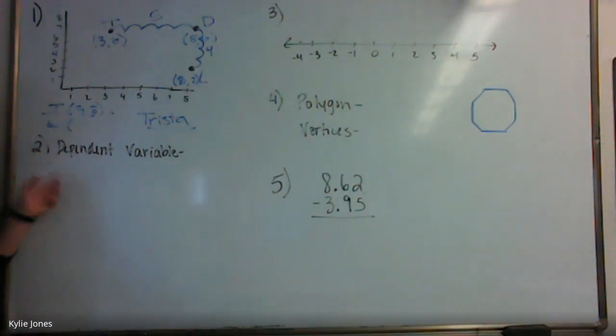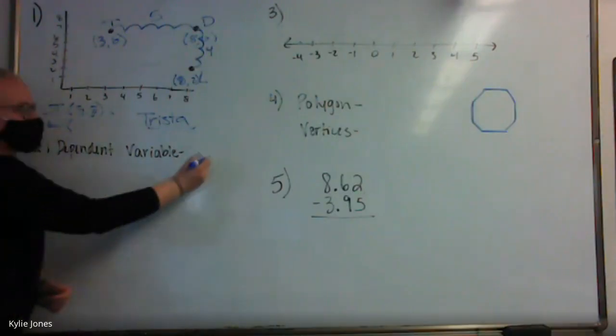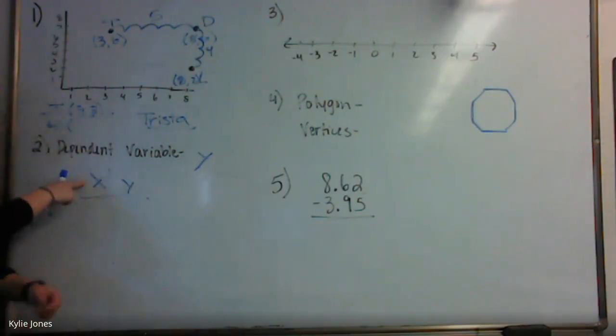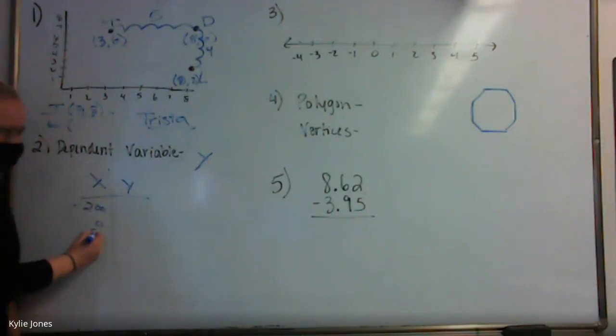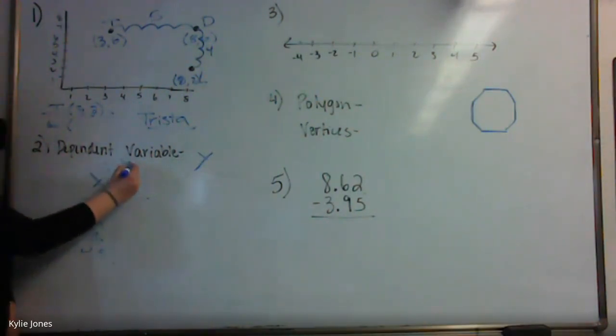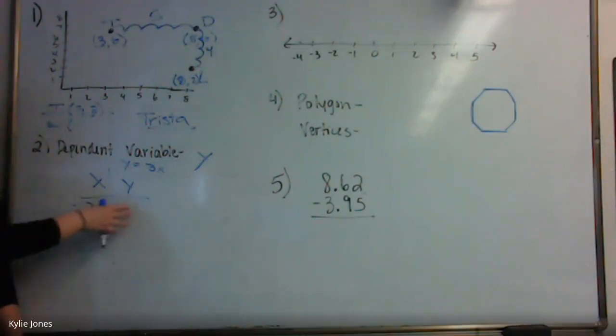For number 2, is the dependent variable your x or your y? X. It's your y. If we think about a table, you can change your x value to be anything you want. It could be negative 200, 0, 86, 4.5. Your x value can be anything you want if you have an equation, y equals 3 times x. Whatever you put in for x doesn't matter, but whatever you get out depends on whatever you put in for x. So it's your dependent variable.